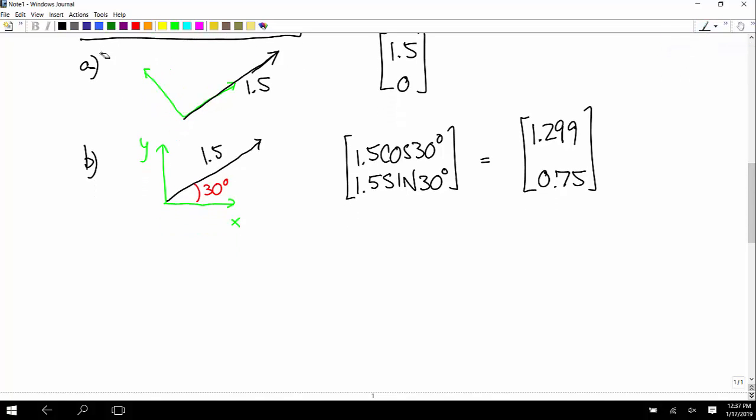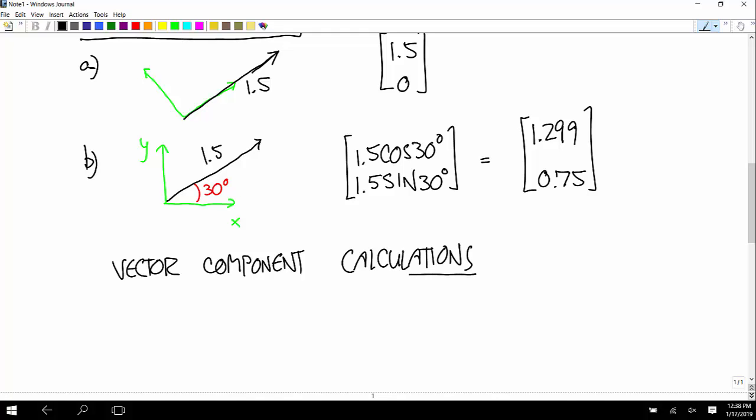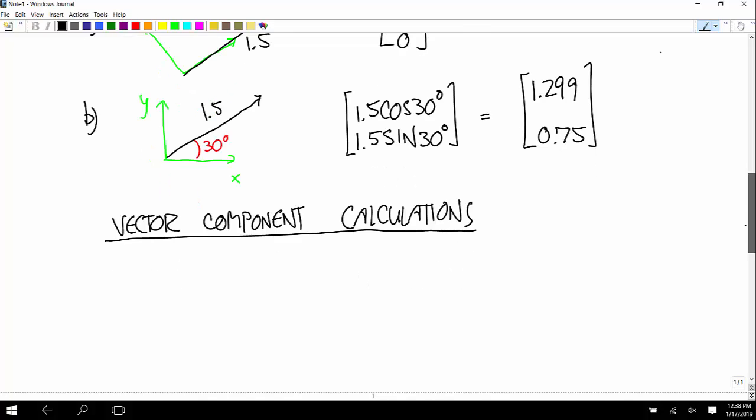Once you have a vector expressed in components, now we're going to talk about some calculations to do with vector components. So first, adding two vectors.